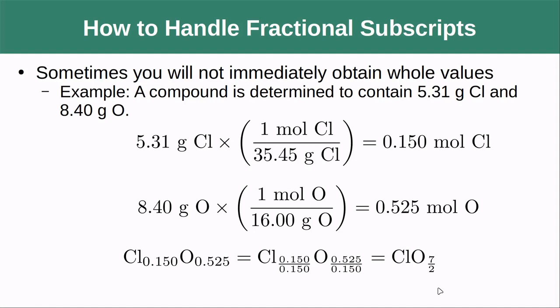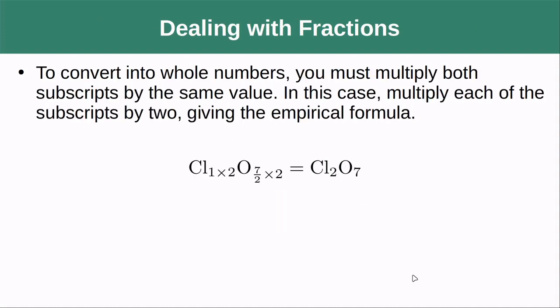We can't really just round 3.5. It's too in the middle to just say it rounds up or it rounds down, for instance. In a case like this, what we can do is multiply the subscripts by a value that will give us a whole number. That's why I wrote it as 7/2, because it's pretty clear that if I multiply this subscript by 2 and I multiply this subscript by 2, I'm going to clear that 2 in the denominator, and I wind up with an empirical formula that looks like Cl2O7.